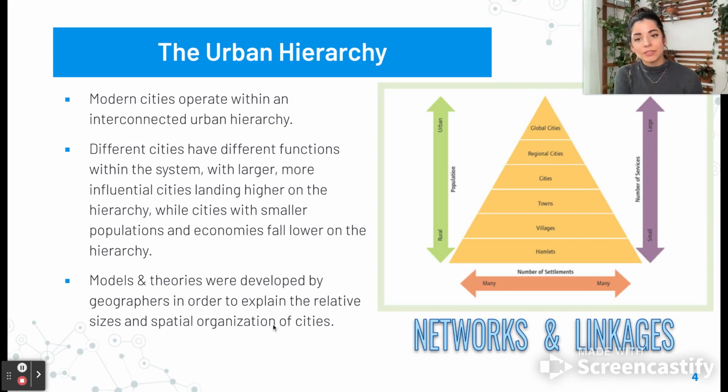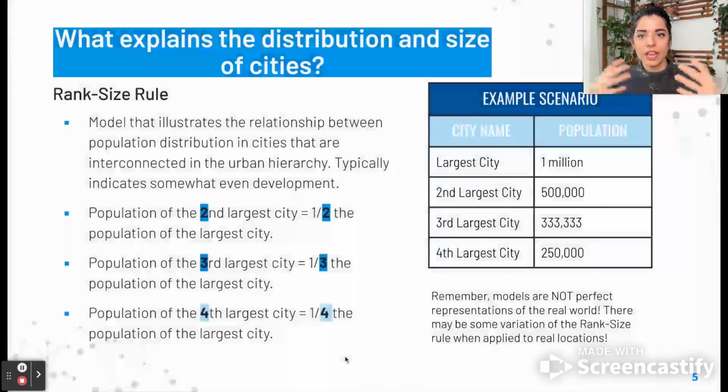So different cities have different functions within the system, with larger, more influential cities landing higher on the hierarchy, up here, while cities with smaller populations and economies fall lower on the hierarchy, right down here. So models and theories were developed by geographers in order to explain the relative sizes and spatial organization of cities. So we'll be taking a look at how these networks and linkages communicate and affect each other.